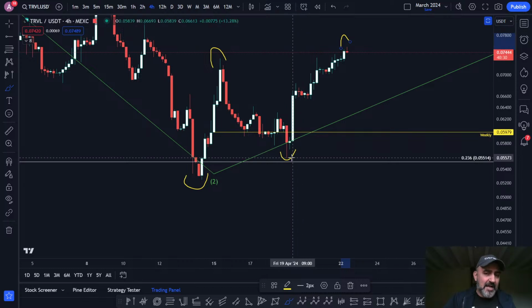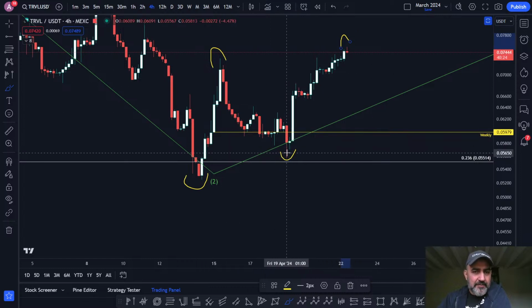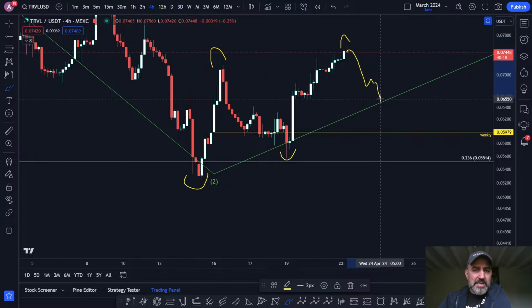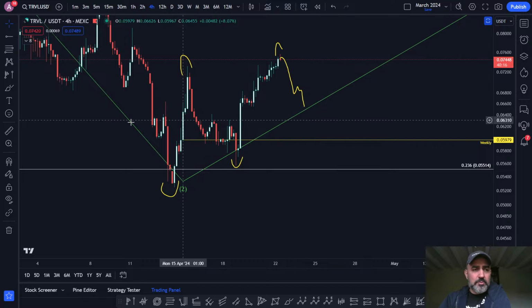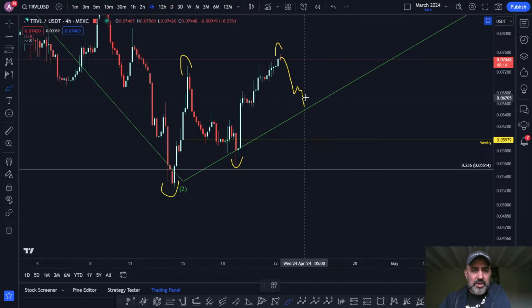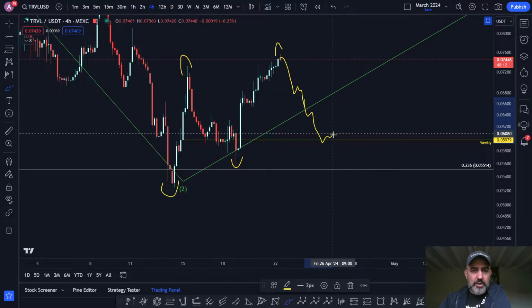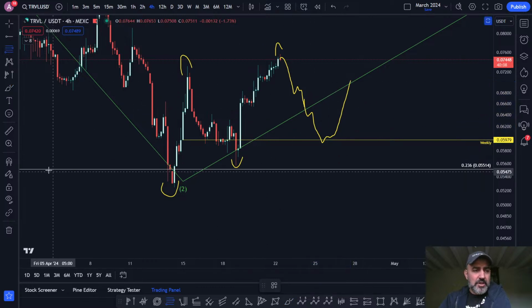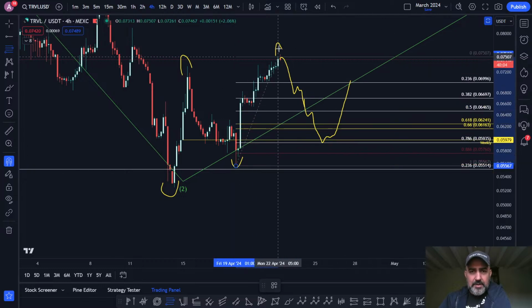We don't want to take out the higher low on the 4-hour time frame. Each exchange has its own little variations in price. So if we do somehow pull back, anything can happen. I can't predict what can happen, but I do know that we want to hold the higher low and continue this idea of bullish market structure, and that will be a good place to pick up TRVL.